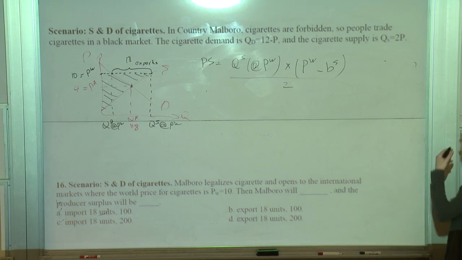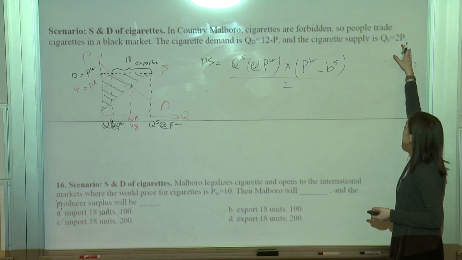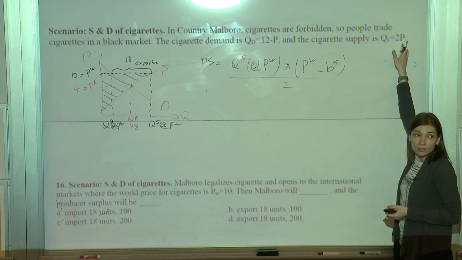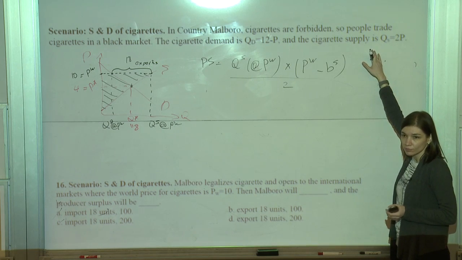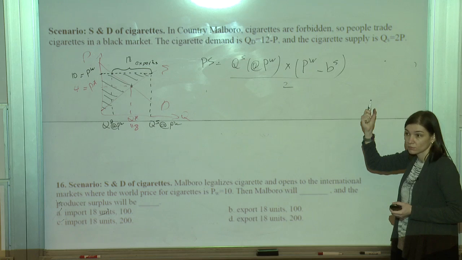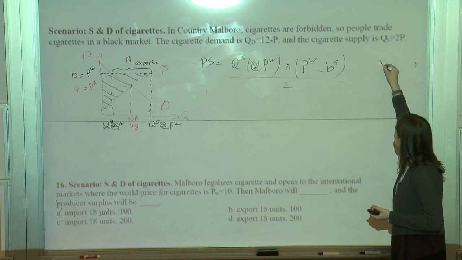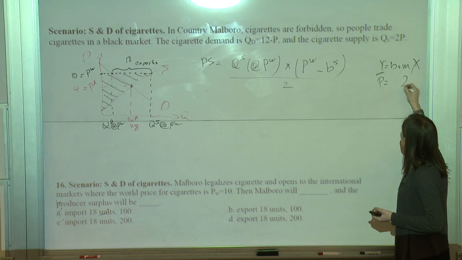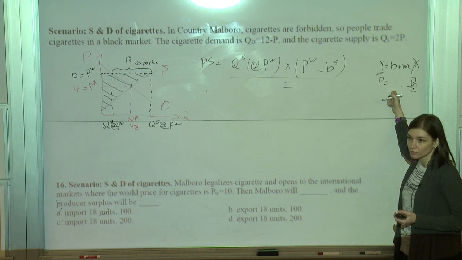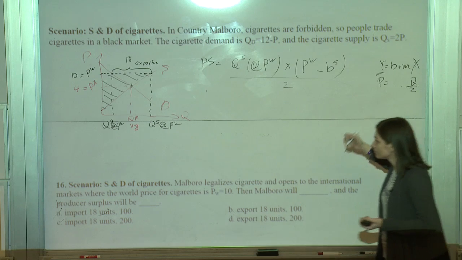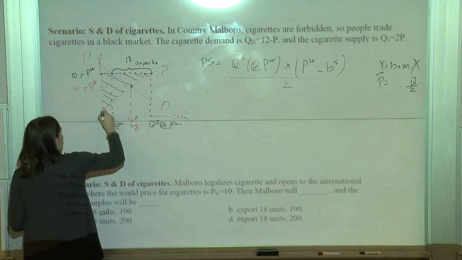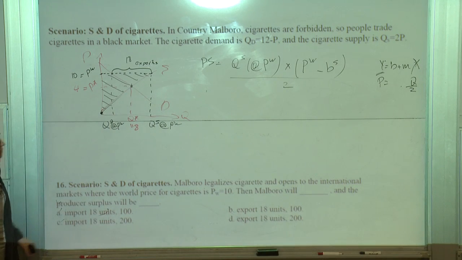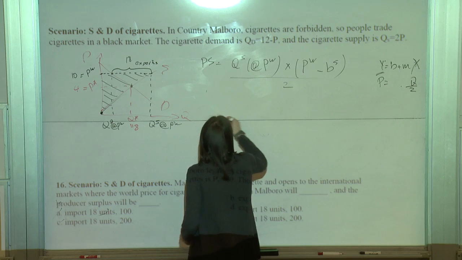All right, what is the intercept of the supply curve? If you express this in terms of price, we have price equals quantity divided by 2. So the intercept is, y equals b plus mx. Price equals q divided by 2. And what is b? In our case, 0. So the supply curve is actually going through the 0, 0 point. So I know this is 0.